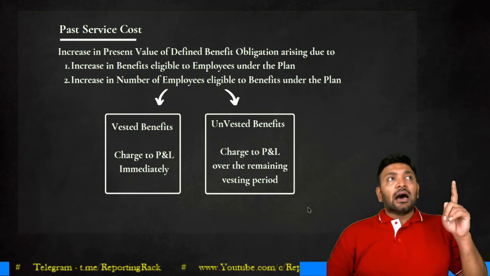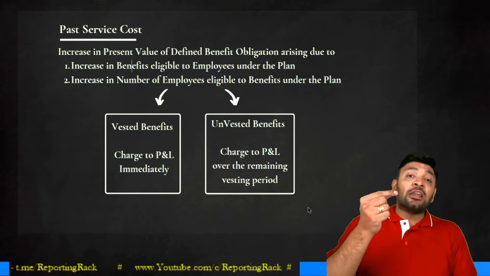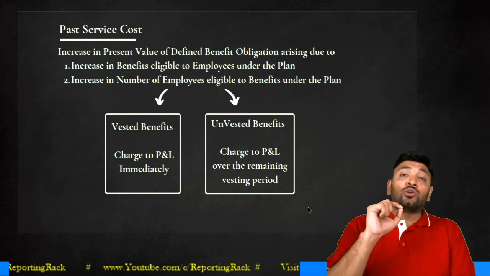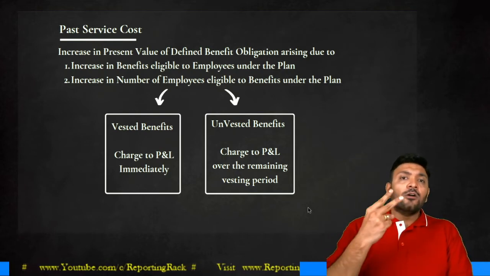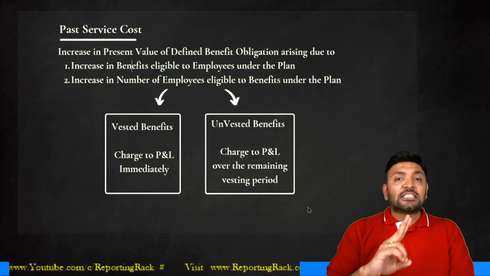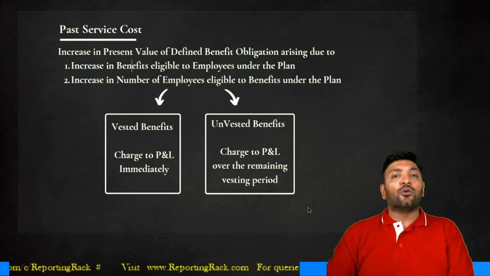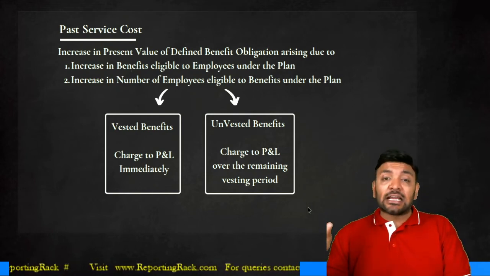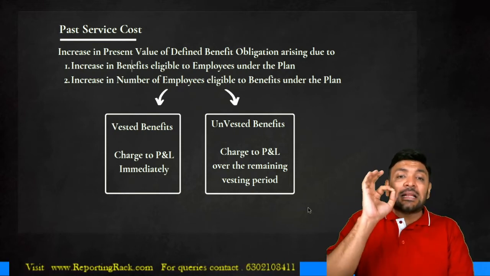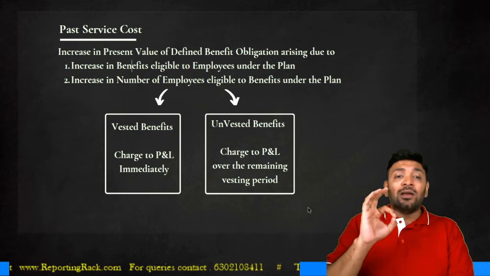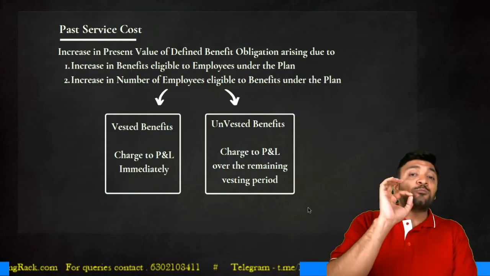So what happened? Earlier, manager and above category, the number of people in the organization were 70. Now, after I included assistant managers and deputy managers, now the total number of employees who are eligible to receive benefit under the plan have shot up to 150. First 2 years, when the number of employees eligible to receive the benefits under the plan are 70, you might have estimated the provision based on a particular value. But today, when the number of employees have increased, automatically there is an increase in the present value of obligation. Such increase in the present value of obligation arising due to the increase in number of employees who are entitled to receive the benefits under the plan is called as past service cost.